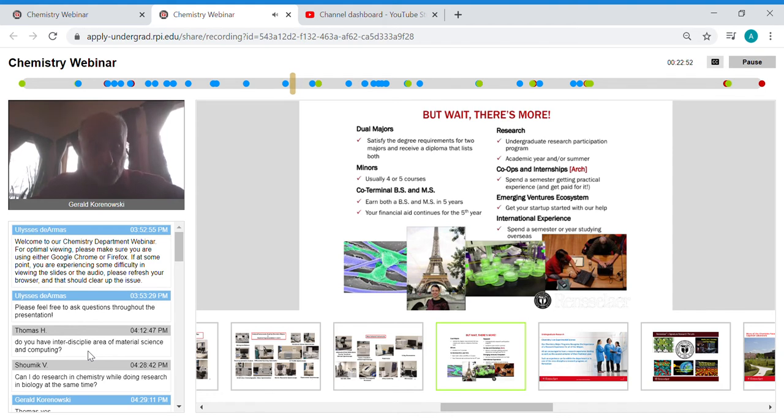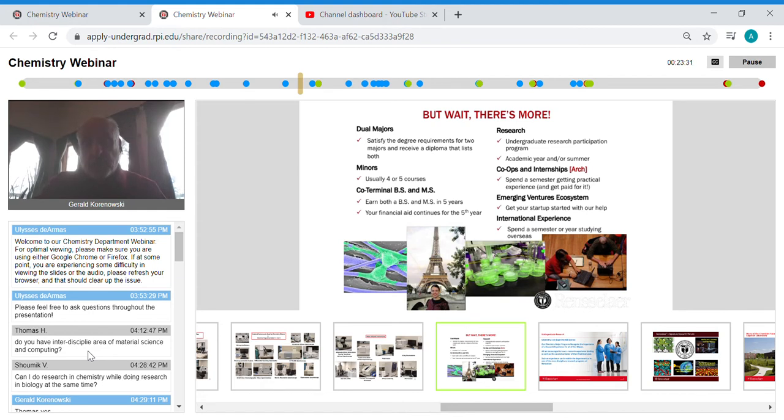There's also the co-terminal program, where you can add on another year after your bachelor's degree. You keep your same financial aid package, so you're able to go for 5 years to get your BS and MS. There's also undergraduate research, and we'll talk a little bit more about that in a moment. We strongly encourage all of our undergraduates, because they are just as important to us in our research programs as our graduate students and our postdocs.